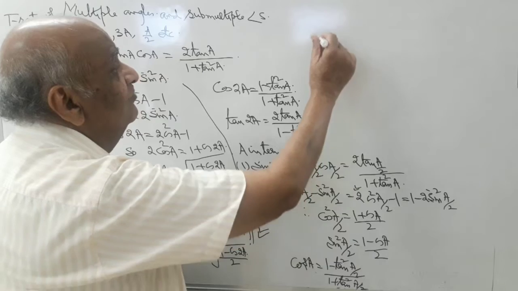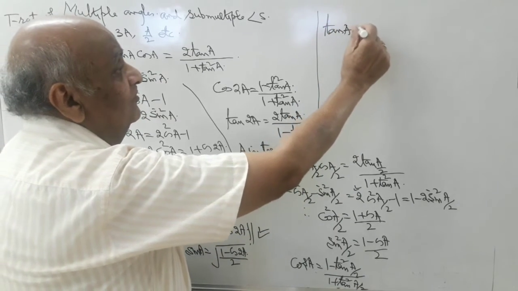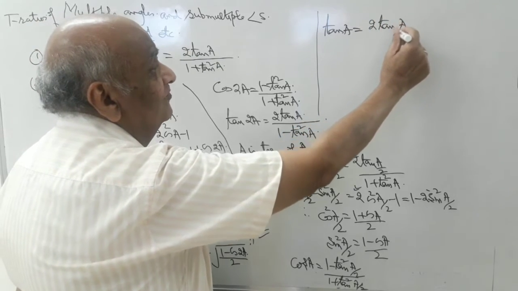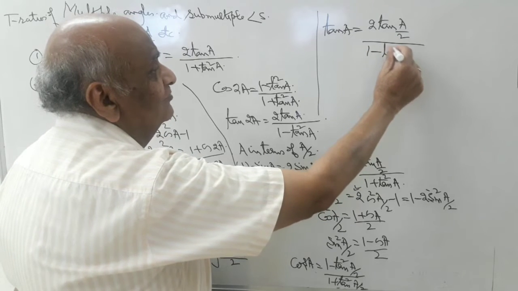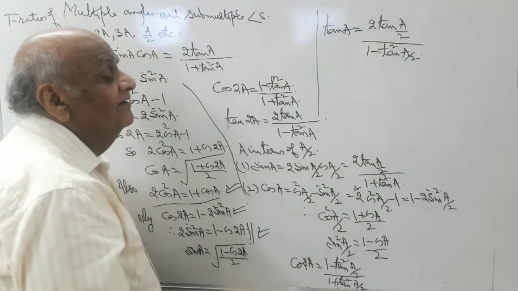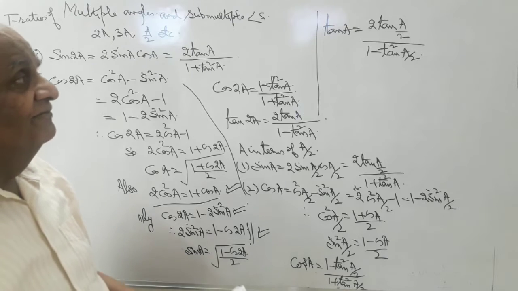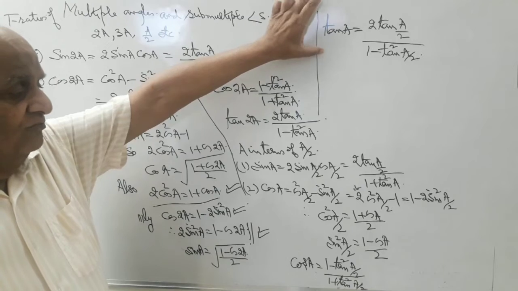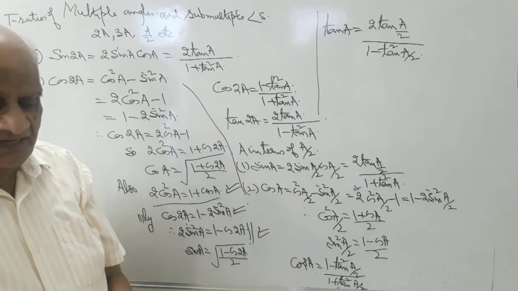Now in the same way you can go for tan A. This is equal to 2 tan A by 2 upon 1 minus tan square of A by 2. Again, that depends where to apply this formula. That is in the question itself. From there only you can think that I want to apply this formula or this formula or this formula. That depends upon the question itself.